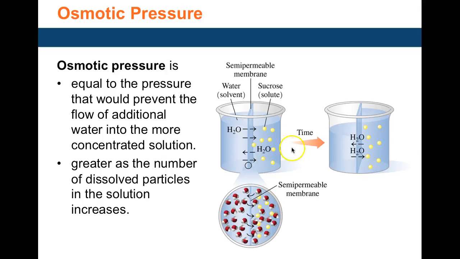Okay. So over time, you can see the level in the sucrose solution, the water level, starts rising. But at some point, osmotic pressure prevents the flow of more water coming in. However, there is a back and forth flowing of water at a constant, steady rate. Okay, and that's called equilibrium.